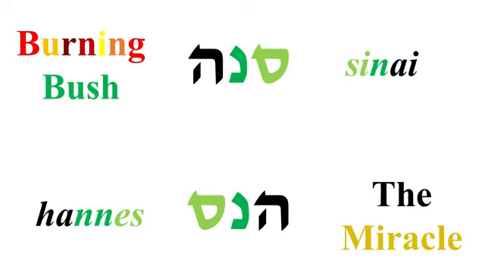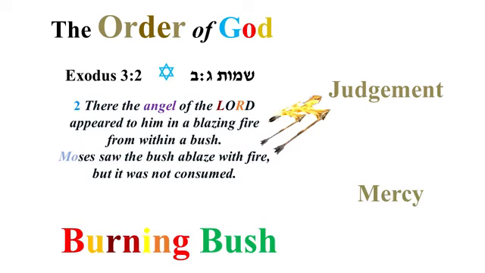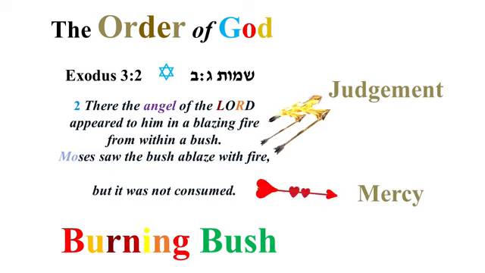Interesting, okay? And notice, in this verse, you have those 2 things. You have judgment, right? There appeared to him in a blazing fire from within the bush. Moses saw the bush ablaze with fire. Fire, judgment, judgment. But it was not consumed. Mercy, Raham. Very beautiful, those 2 things. And that's a beautiful picture of God. God is judgment. He has to punish sin, but he's also merciful, and he doesn't want to punish you.